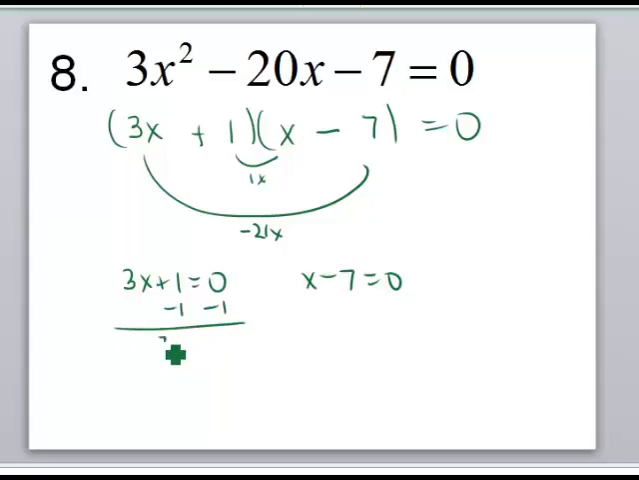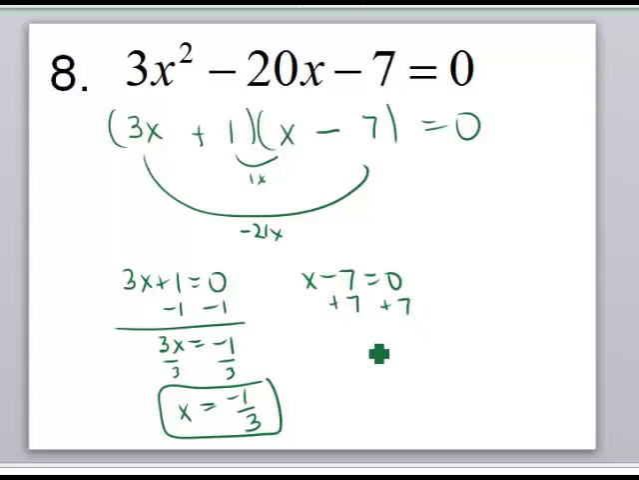Subtract 1 from both sides and divide by 3. X equals negative 1/3 is one of my solutions. My second solution can be found by adding 7 to both sides, and x equals 7.